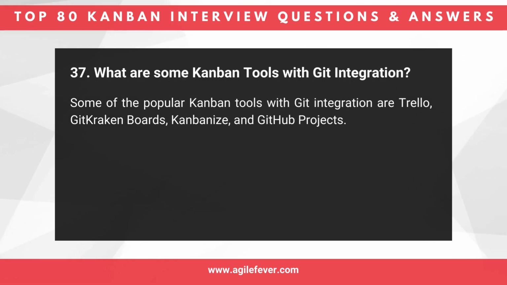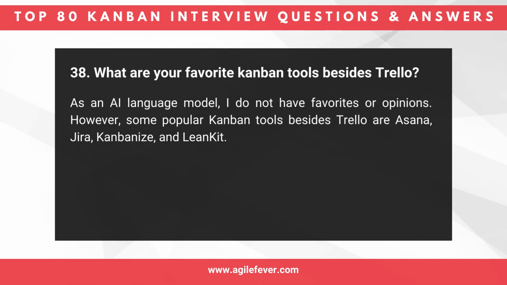Question 37. What are some Kanban tools with Git integration? Some of the popular Kanban tools with Git integration are Trello, GitKraken boards, Kanbanize, and GitHub projects. Question 38. What are your favorite Kanban tools besides Trello? As an AI language model, I do not have favorites or opinions. However, some popular Kanban tools besides Trello are Asana, Jira, Kanbanize, and LeanKit.